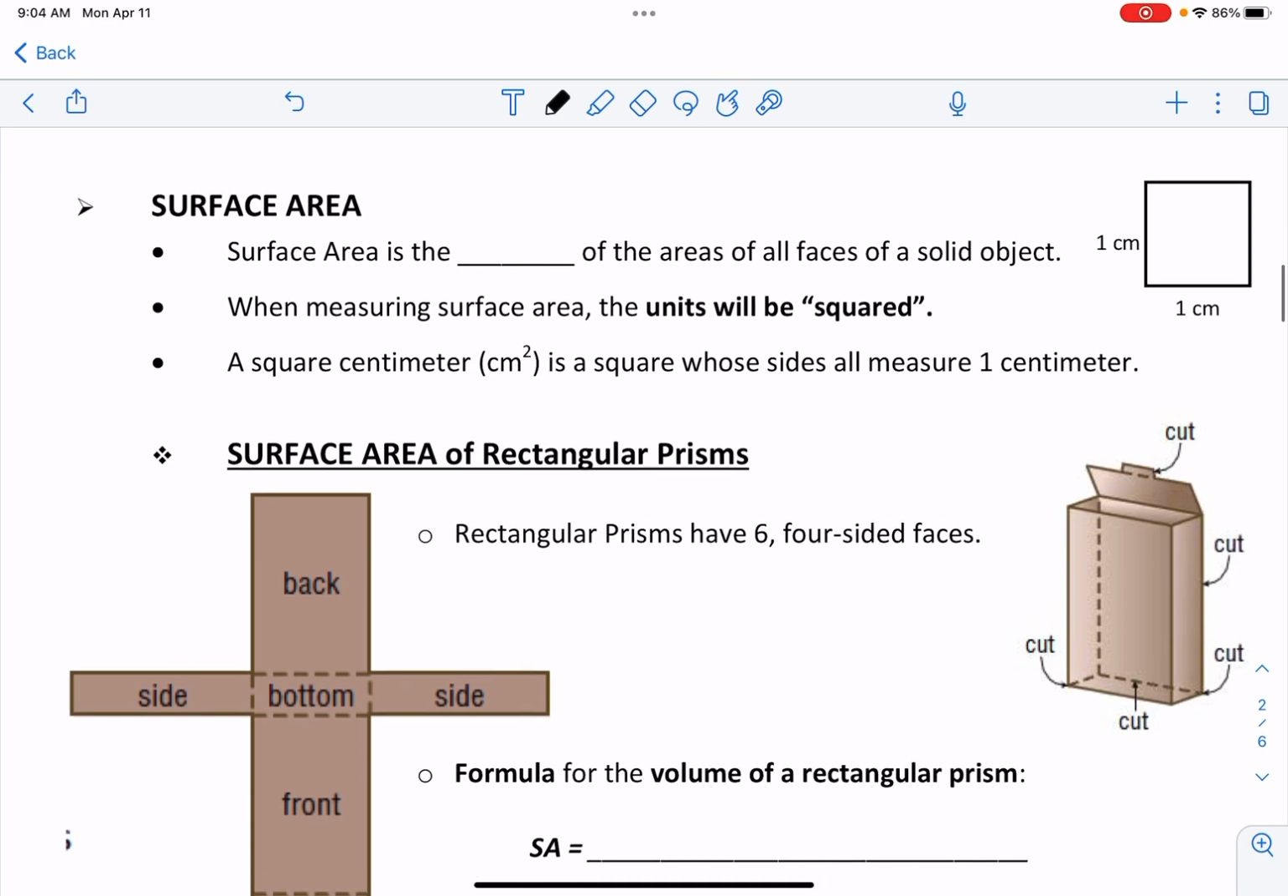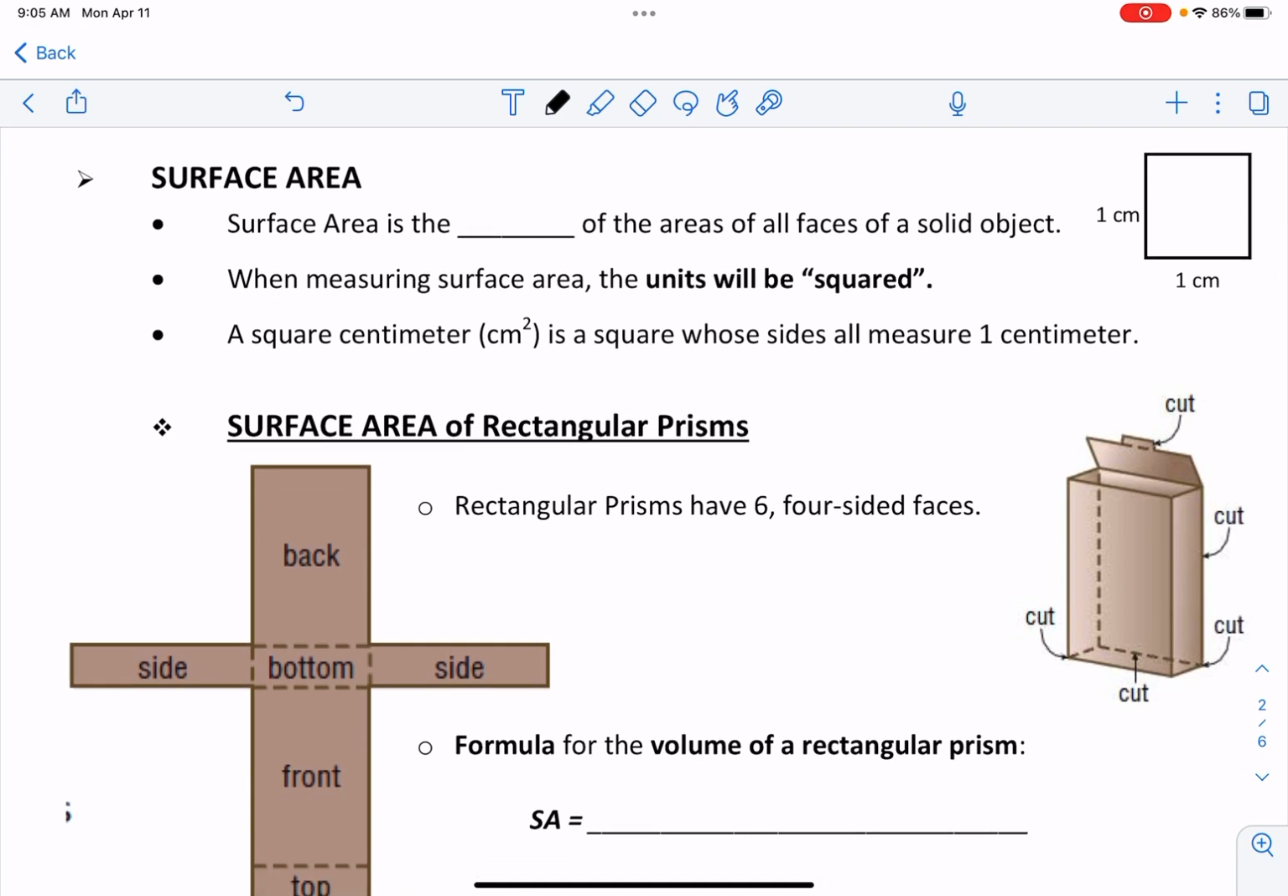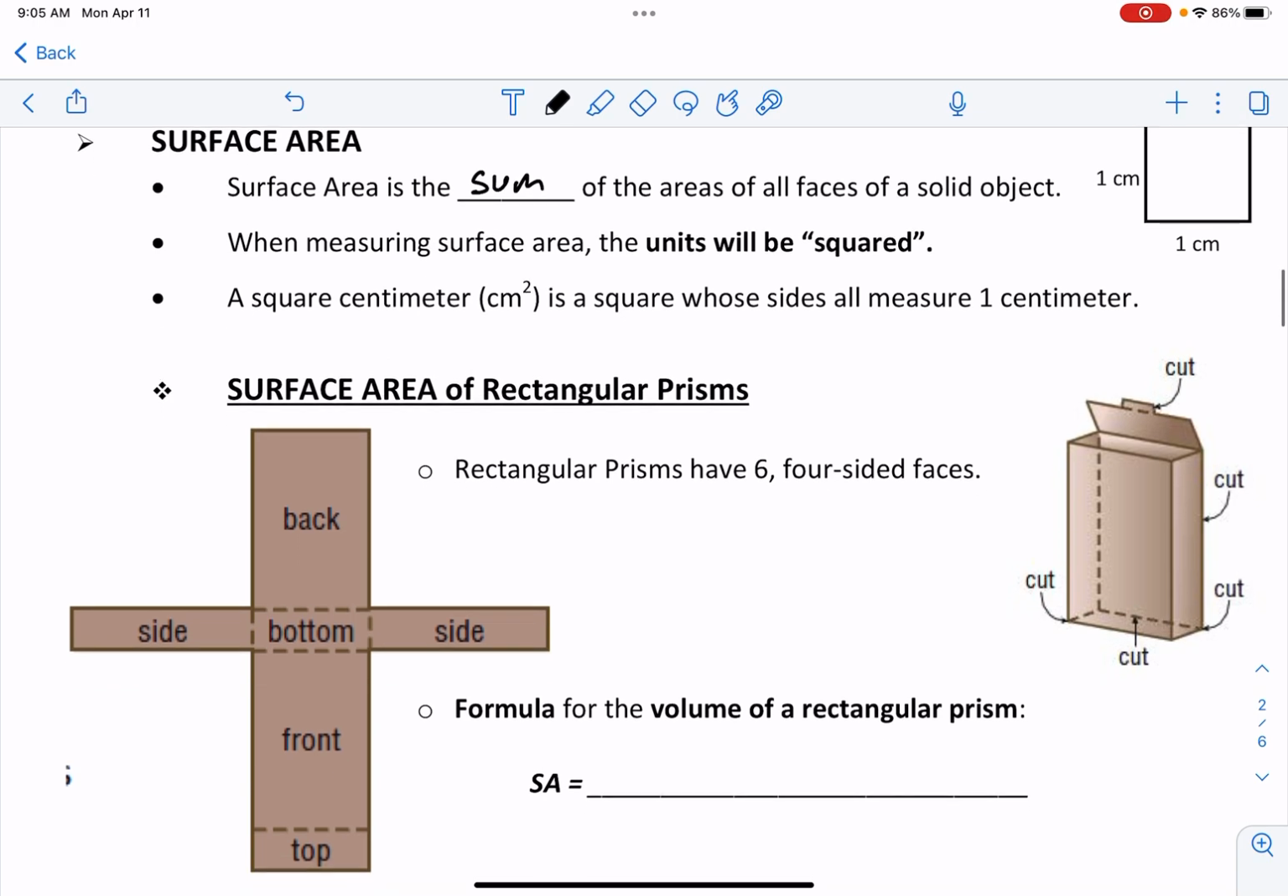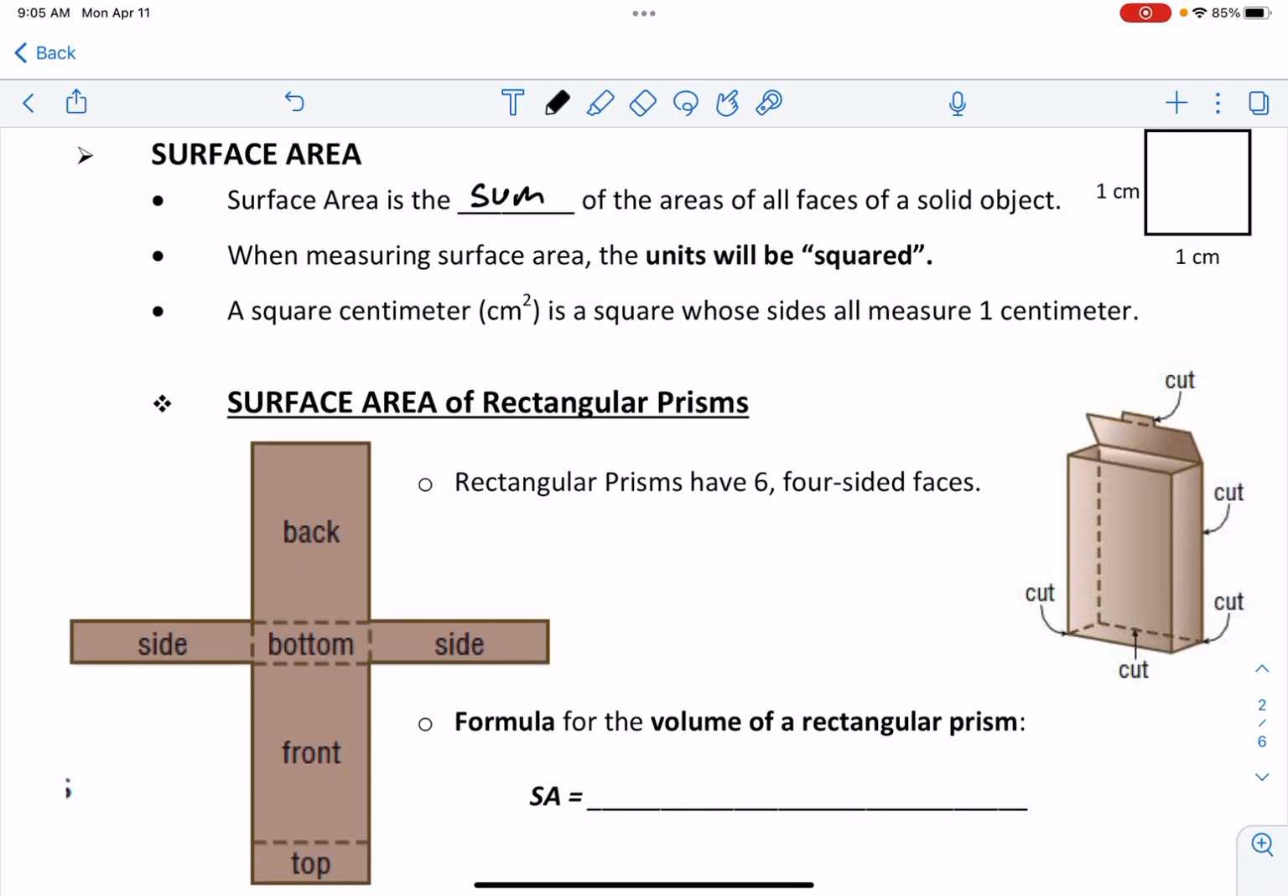Surface area now. So instead of how much space this thing takes up, it is the sum, or adding together, all of the areas of the faces of this solid object. So rectangular prisms are going to have 6 sides like a cube would, but it's not always going to be a cube here. So when measuring surface area, we're going to be dealing with units squared, since we're not worried about how much fills this space, just how much the outside is.